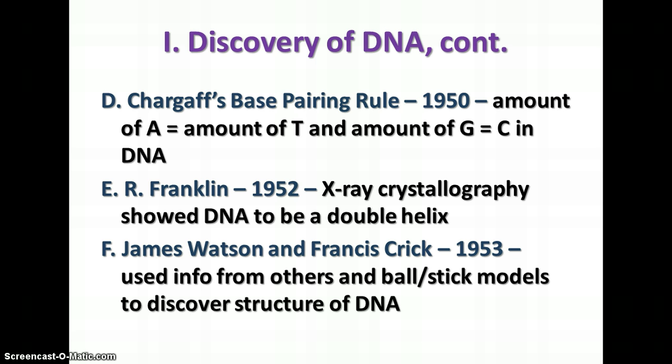So James Watson and Francis Crick, around the same time, were working on, there was sort of a race, I guess, to figure out the structure of DNA. And so they used information from Rosalind Franklin and others and made a model and finally figured out, using Chargaff's information and Franklin's information, the final structure of the DNA molecule as being a double helix.